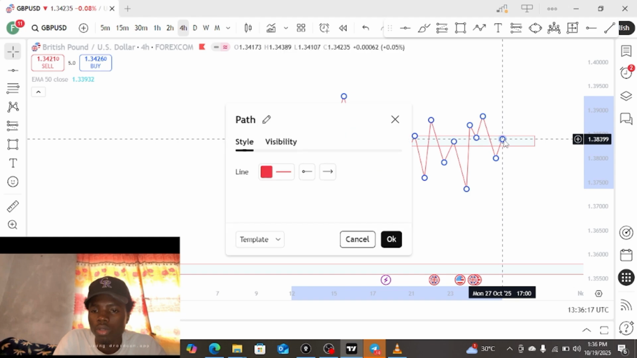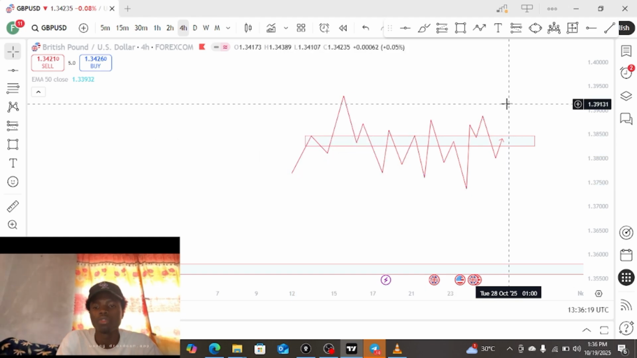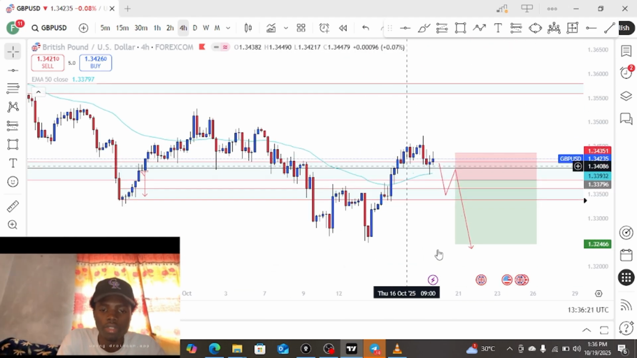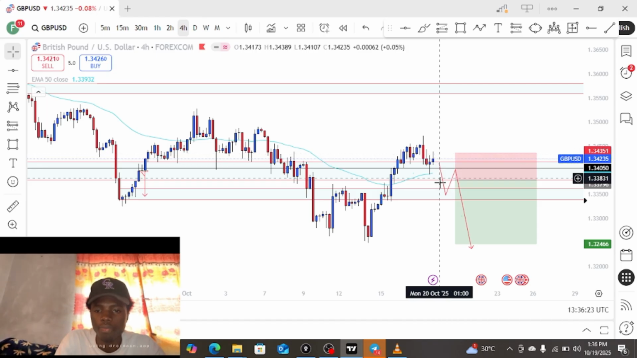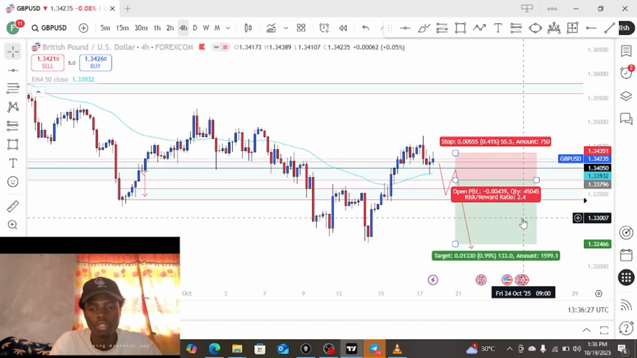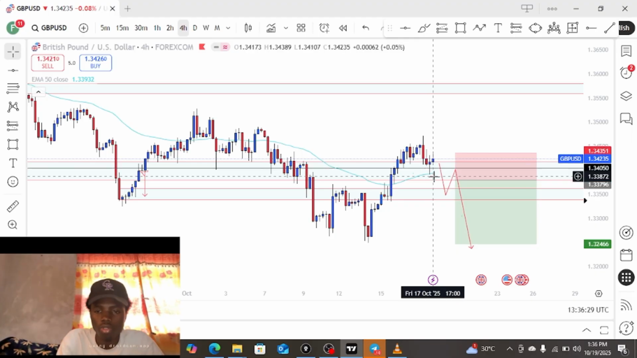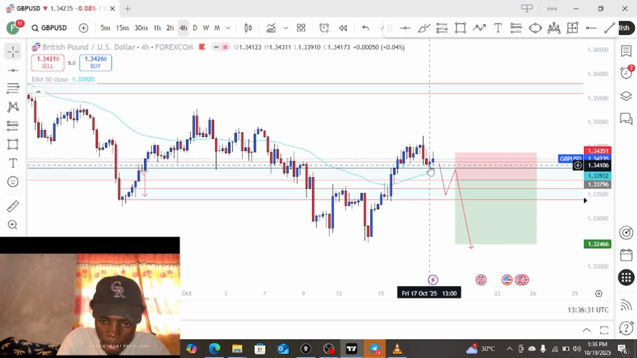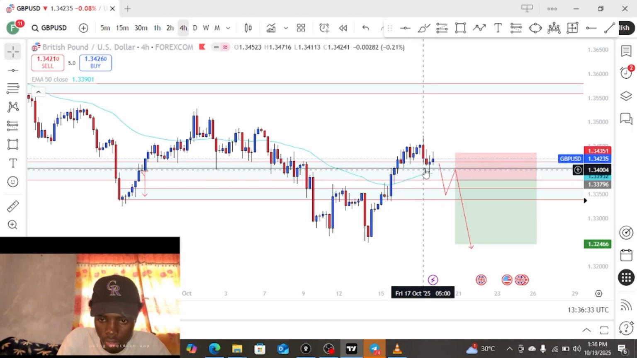This is how we want to see it. Okay, so that's how we want to see this place. We want to see it break this AOI and then retrace it and then take the trade. Look at this. This is not good. It is giving us a doji morning star formation.